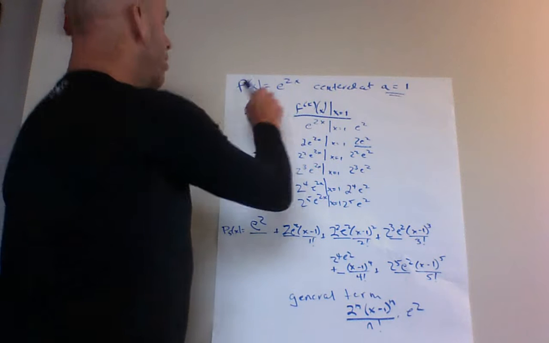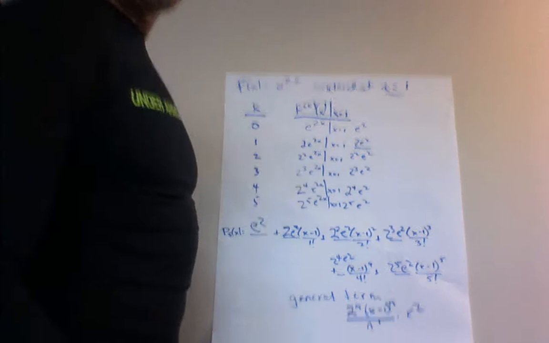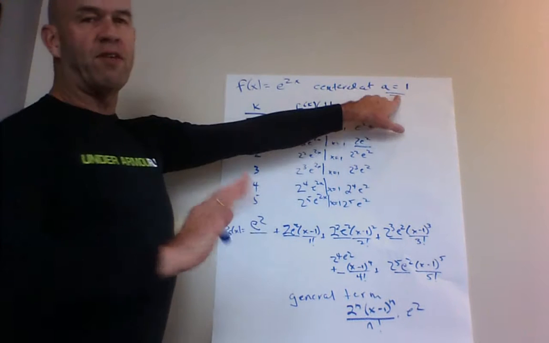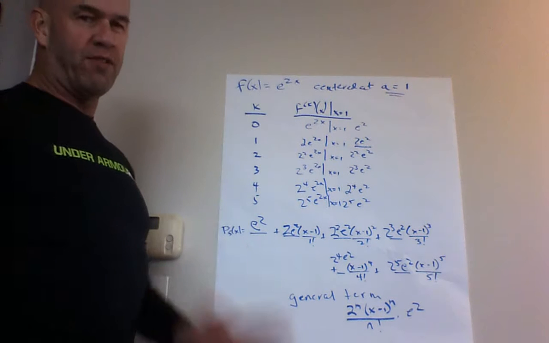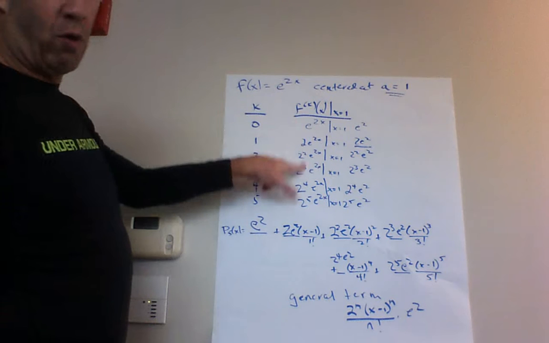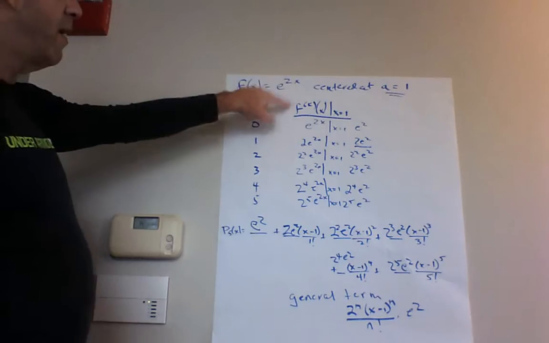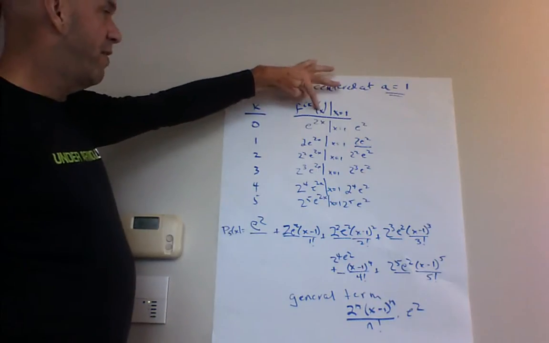We're going to do the Taylor polynomial for f of x equals e to the 2x centered at a equals 1. When it's not centered at 0, do not use your little tricks to do them fast because you'll screw up the constants. You should do it the long way. So I have k = 0, 1, 2, 3, 4, 5, and I set up my derivatives at x.